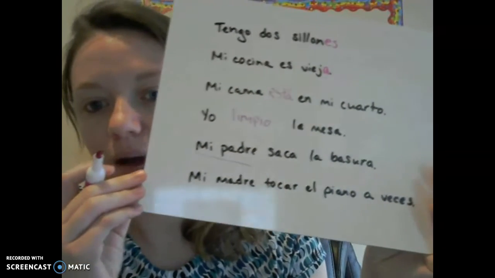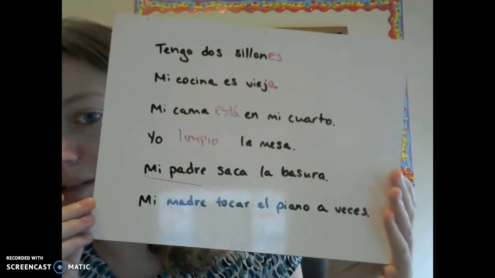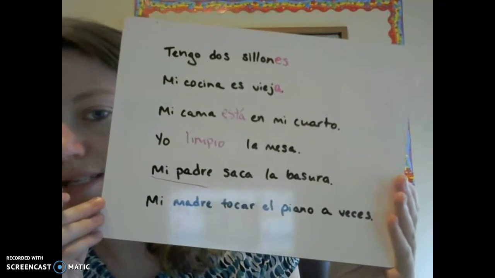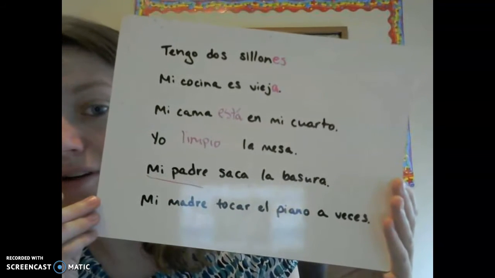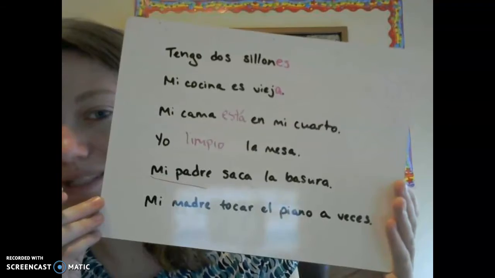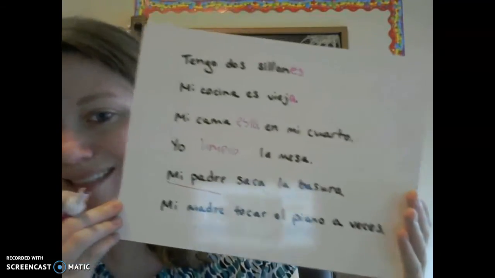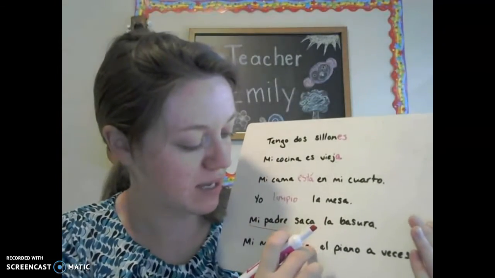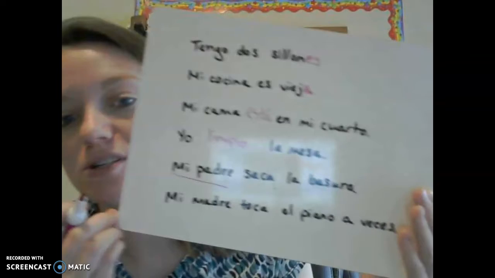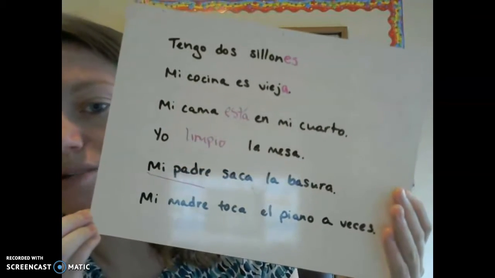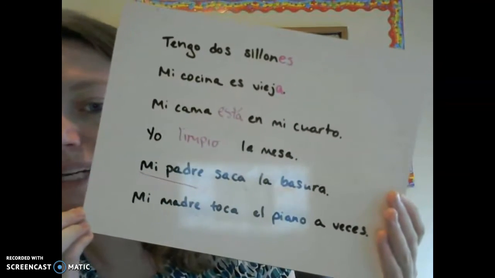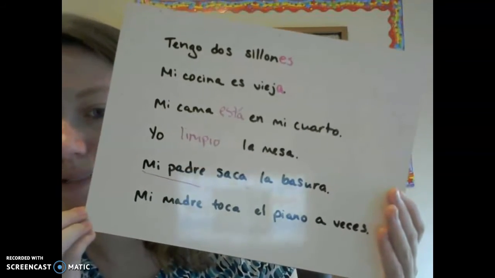And then the same thing happened on this bottom one, mi madre tocar el piano a veces. That says my mother to play the piano sometimes. But we want it to say my mother plays. So we have to conjugate it. In this case, just by convenience, we happen to just need to take off the R as well, and it's conjugated correctly. So mi madre toca el piano a veces.